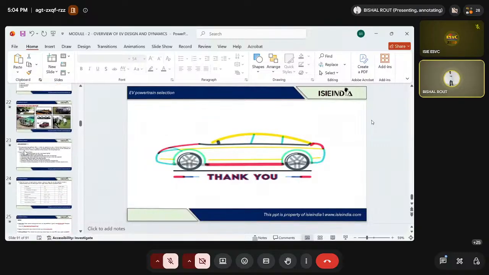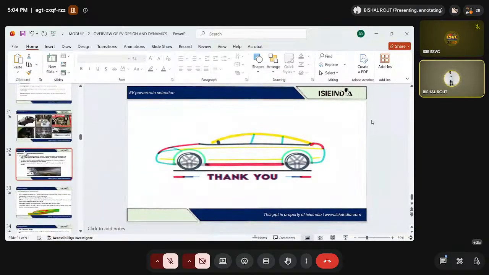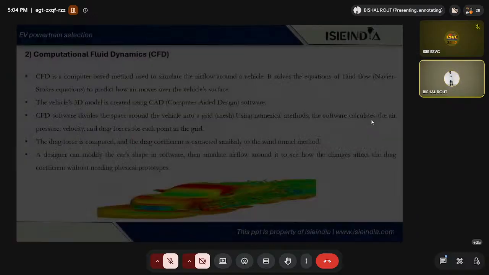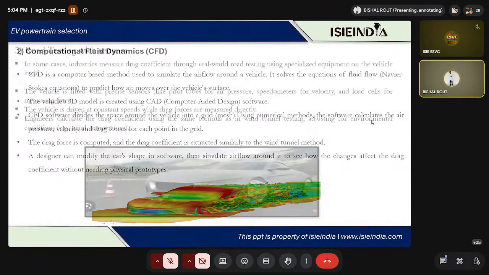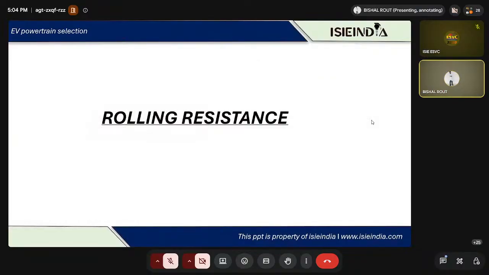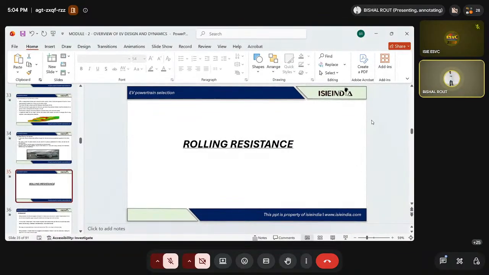Likewise, you have something called computational fluid dynamics testing, or CFD testing. You can see this is CFD testing, which is software-based testing through which you can calculate the CD, right? Then you have on-road testing with sensors, through which again you can calculate the drag coefficient, right? So I hope you understand what exactly a drag coefficient is, right?